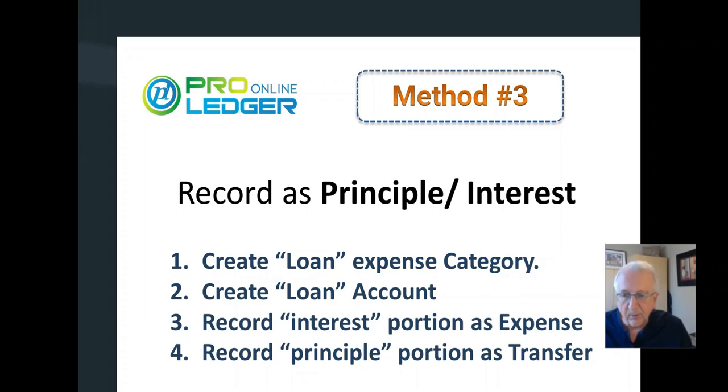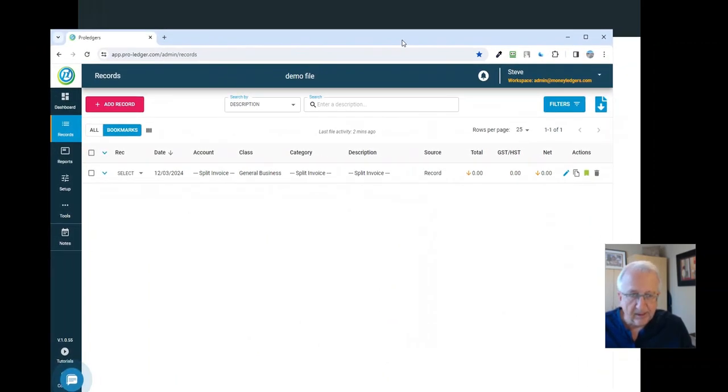And then the second step is we're going to create a loan account as we did in method number 2. With each loan payment, we're going to record the interest portion of that loan payment as an expense, and we're going to record the principal portion of that payment as a transfer into the loan account. So for this particular method, you will have to have a breakdown of the payment portion of interest and principal each and every time you do an entry. That'll be the one thing that you'll need to be able to make this work. Let's take a look at that method.